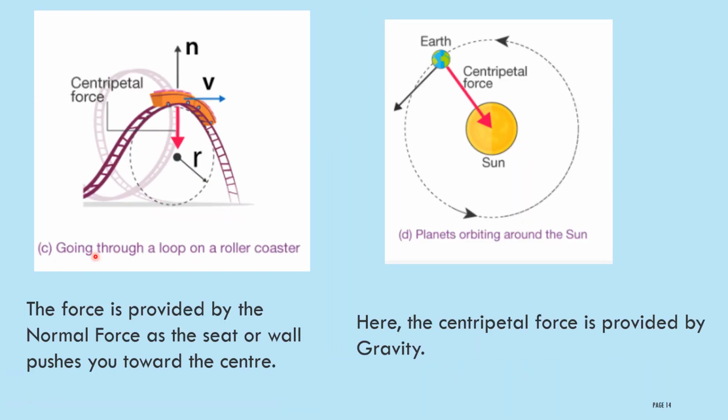Next example, going through a loop on a roller coaster. The force is provided by the normal force as the seat or wall pushes you towards the center. Next example, planets orbiting around the sun. Here the centripetal force is provided by gravity. You know Earth is having gravitational force. This force is pointing towards the sun. It will act as a centripetal force.